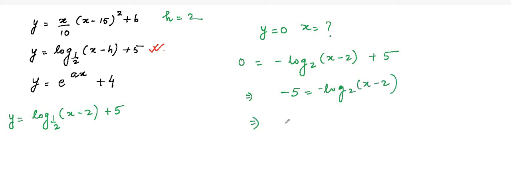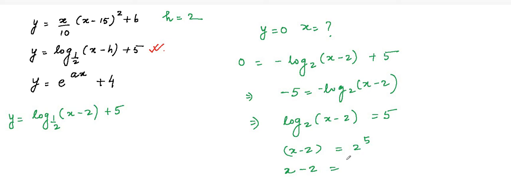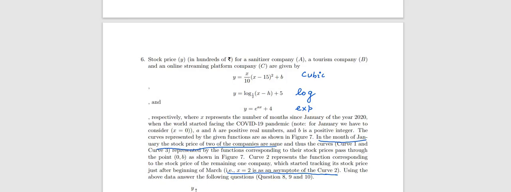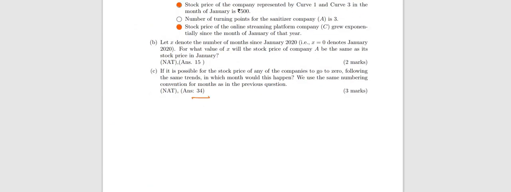And this will look like this. I used this one previously also, so don't be surprised. So this value goes like this. So 2 to the power 5 is 32 and x will be equal to 34. So the answer for this question, the second question, will be 34.